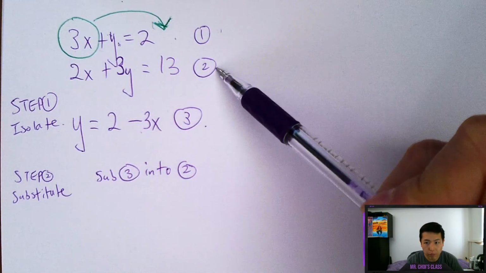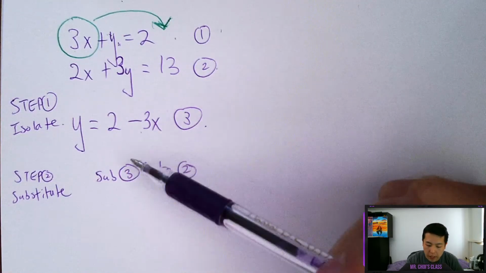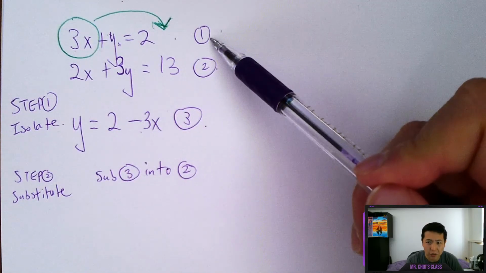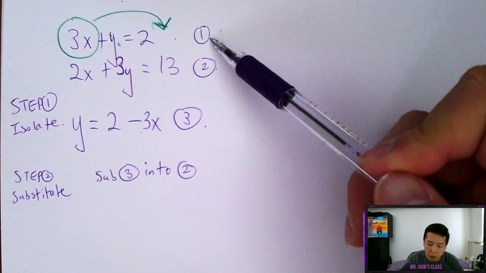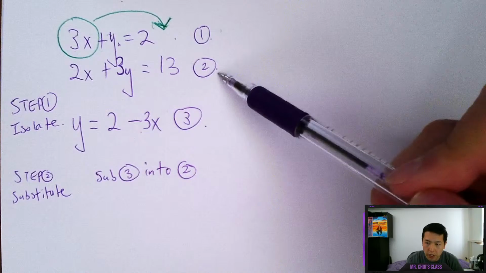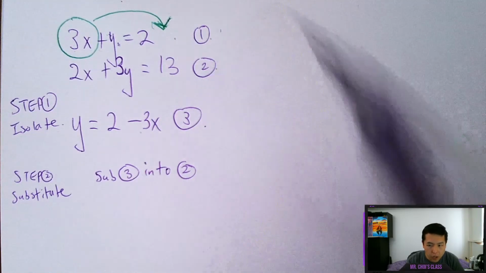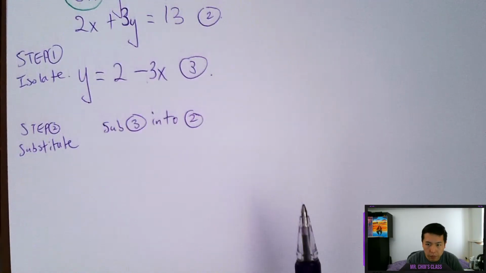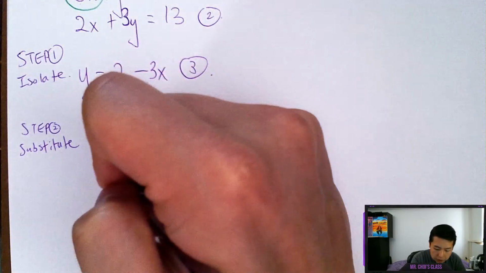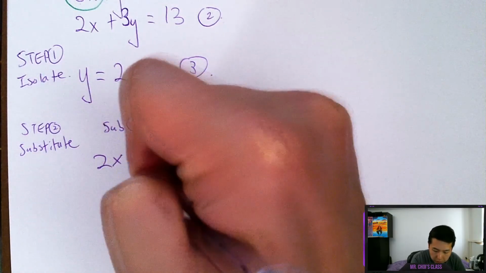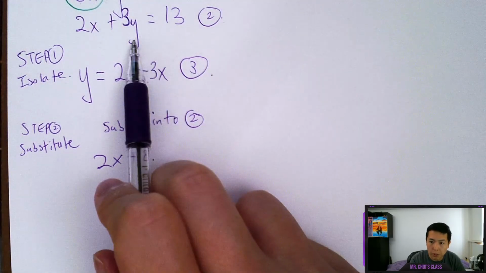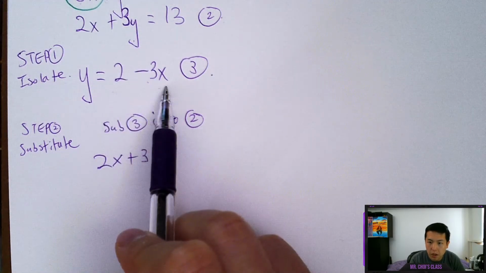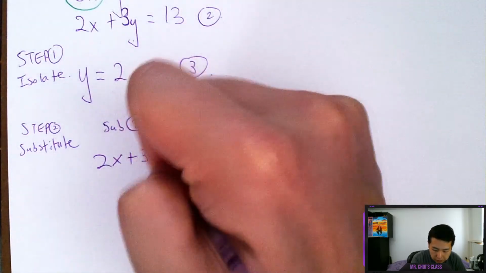If we plug this back into equation 1, what we already isolated for, we're going to get nothing out of it. We're going to get 0, and that's not what we want. So we want to plug it into the other equation we haven't used yet. When we substitute that in, I'm going to copy down equation 2. I'm going to write 2x plus 3, and instead of y, where there would normally be a y, I'm going to replace it with 2 minus 3x.